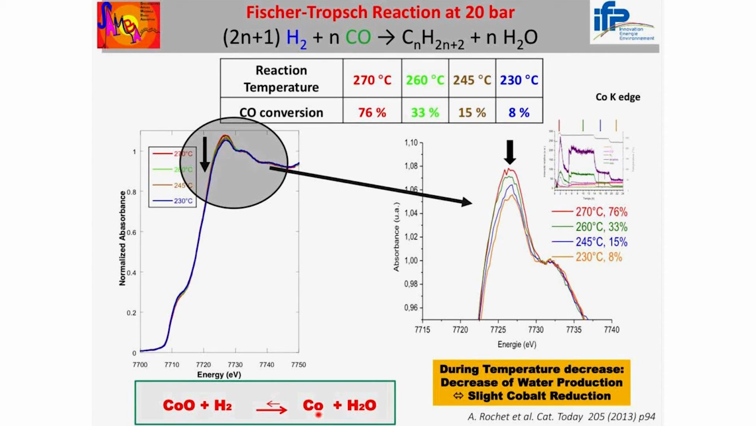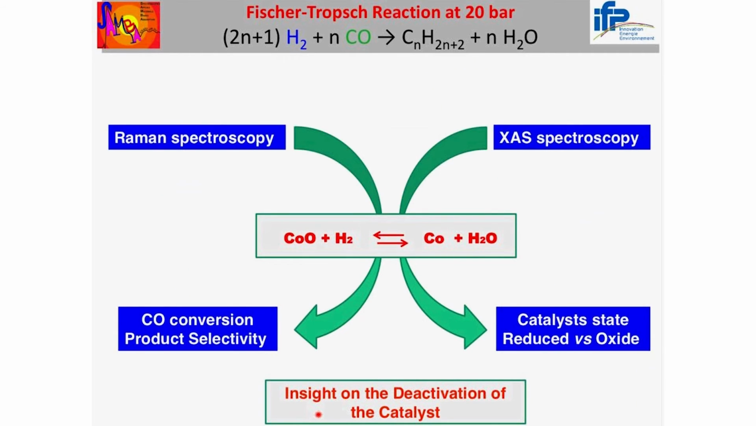So, yes, it's the end of the second example. I hope that you are convinced with this second example dealing with heterogeneous catalysis that we can provide very complementary information related to the catalytic reaction, the catalytic activity and the selectivity using Raman spectroscopy, and the catalyst state, a discussion related to the reduced versus oxidic states using X-ray absorption spectroscopy.